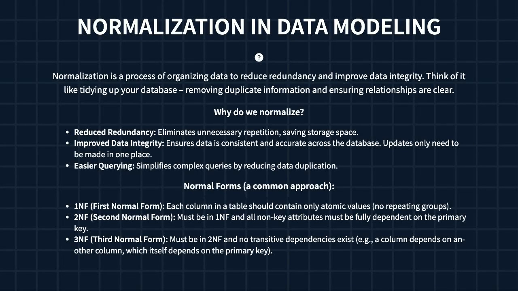Okay, let's talk about normalization. It's a really important concept in data modeling. Basically, it's like organizing your database to make things neat and tidy, reducing duplication and ensuring everything is consistent. We do this because having redundant information wastes space and can lead to errors when updating data. Normalization comes in different forms, with 1NF being the simplest, making sure each column has only one value. Then you move up to 2NF by ensuring that all non-key attributes depend directly on the primary key. Finally, you get to 3NF, which takes care of any indirect dependencies. Think of it as a step-by-step process for creating a well-structured and reliable database.